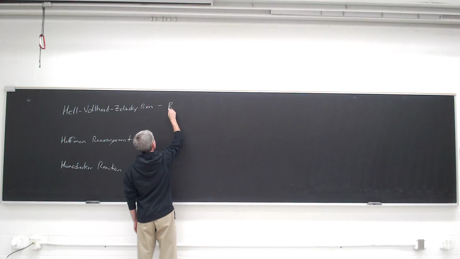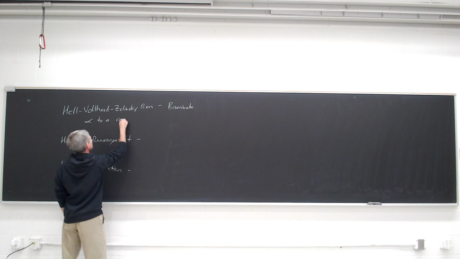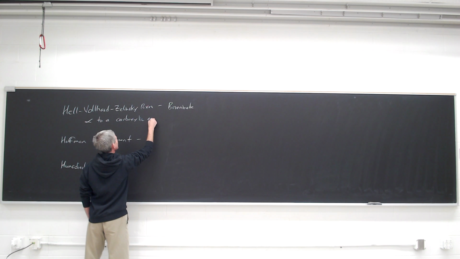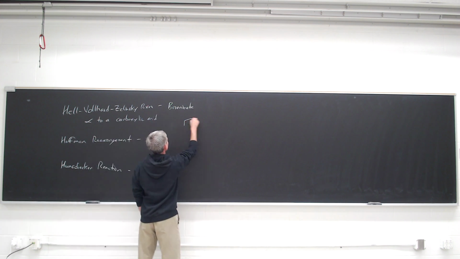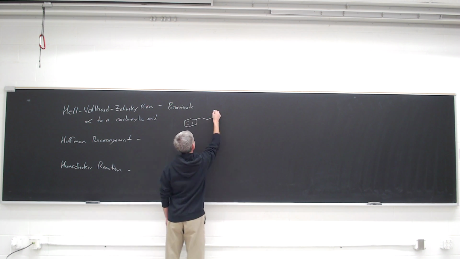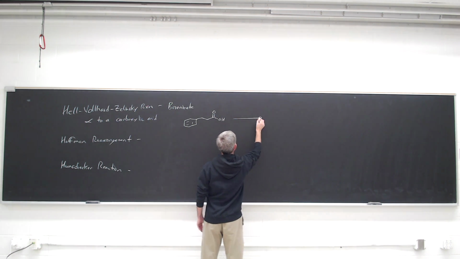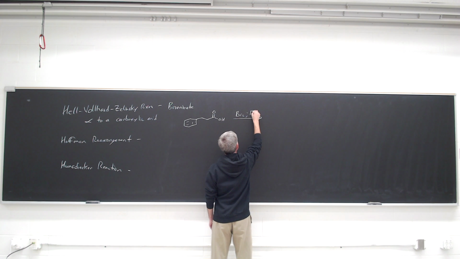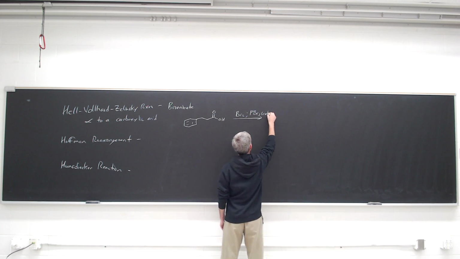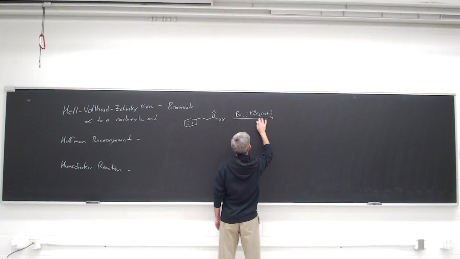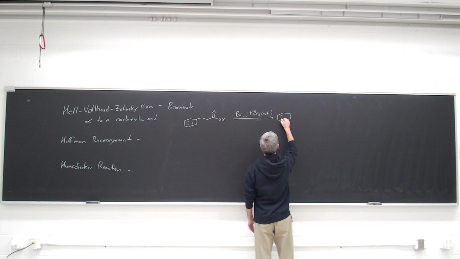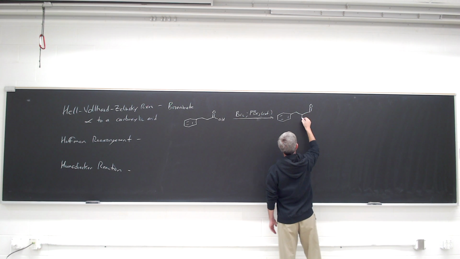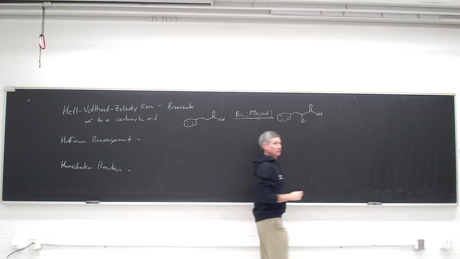The Hell-Vollhard-Zelinsky reaction is analogous to alpha bromination of an aldehyde or ketone. The transformation is to brominate alpha to a carboxylic acid. So the net transformation is to take a carboxylic acid and, by reacting this with bromine and catalytic PBr3, brominate in the position adjacent to the carboxylic acid.